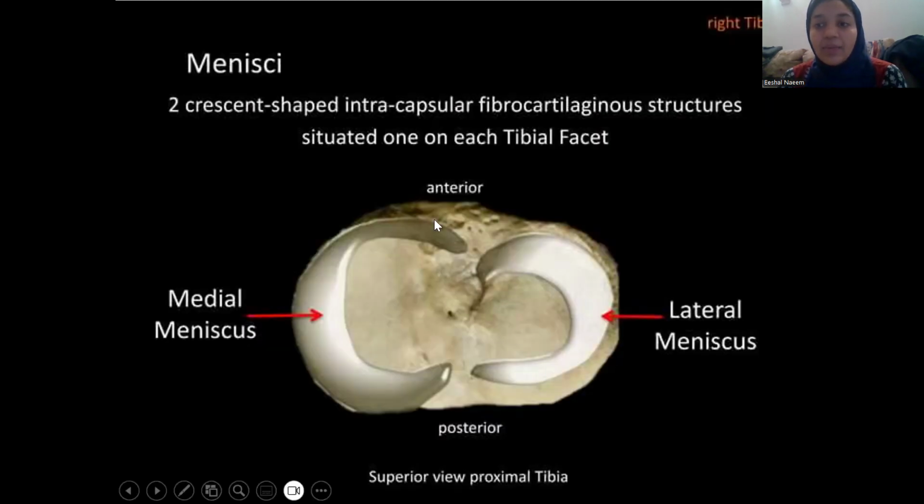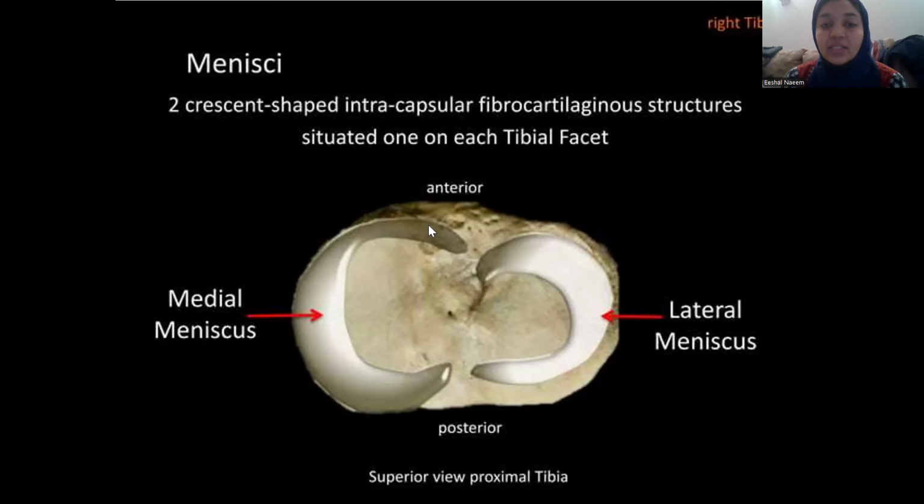What are basically menisci? Menisci are crescent shaped. Can you see that they're like half moon shaped? So they're crescent shaped intracapsular fibrocartilaginous structures situated on each tibial facet. So this is one tibial facet and this is the other tibial facet. Why are we calling it facet? Because it's articulating with the femur here.